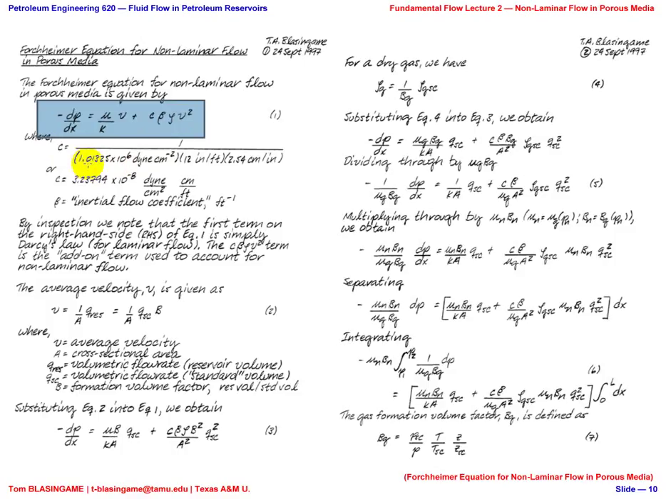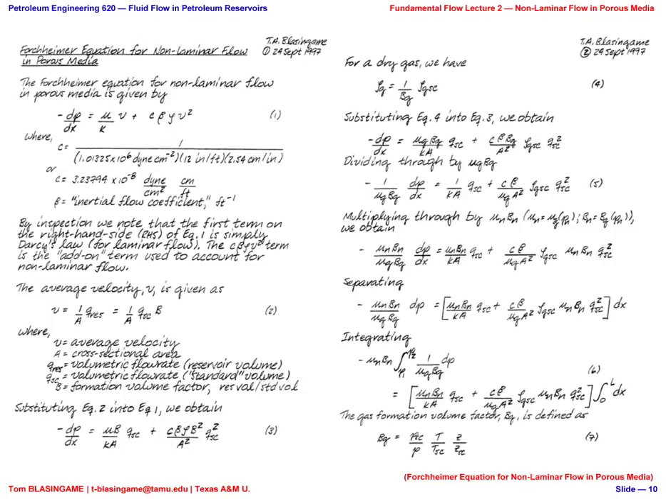There are 1.01325 times 10 to the 6 dynes per centimeter squared times 12 inches per foot times 2.54 centimeters per inch. Okay, that's what that conversion factor is. Beta is the inertial flow coefficient. It is in feet reciprocal. How do you like that for a unit? Mr. Lowe, is that a good unit? Eric, you like reciprocal feet? How do you make a reciprocal foot? I can't even think of that. Okay, but that's the dimension.